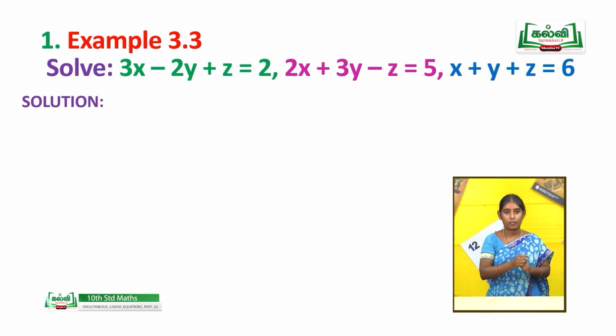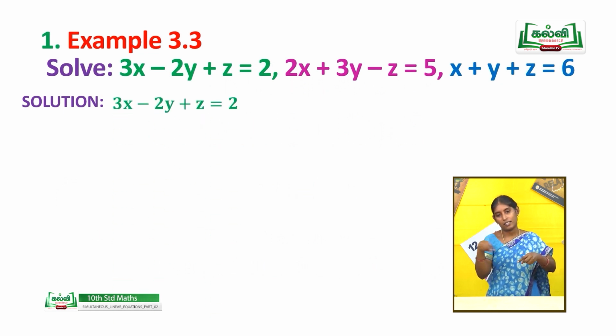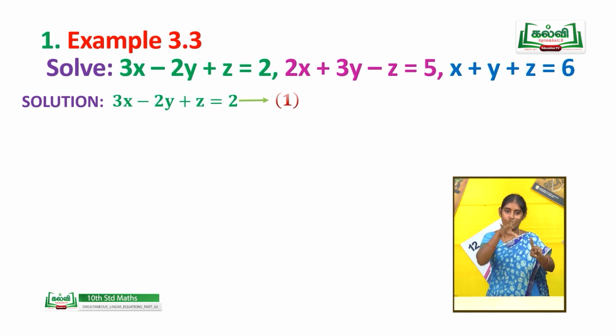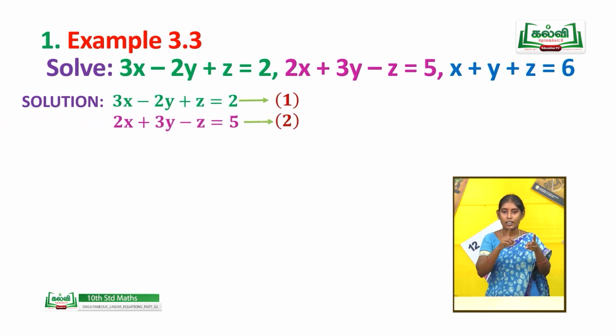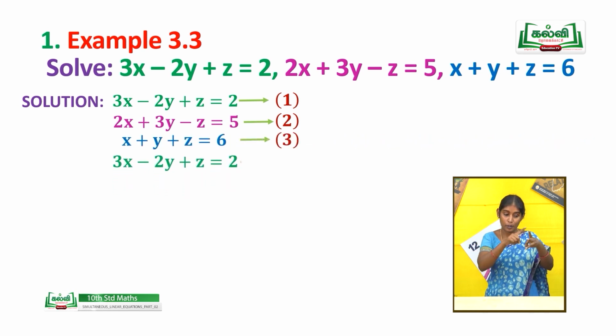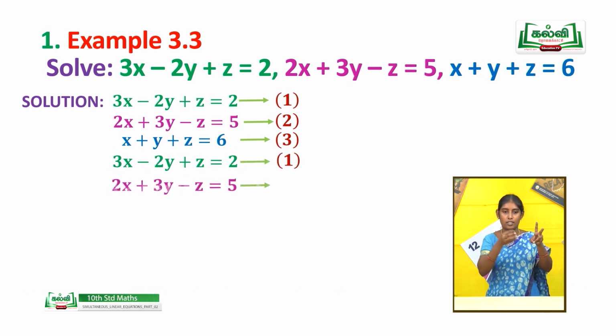Even in the first equation and the second equation, look at that. It contains plus z and minus z. So by adding them, the plus z and minus z can be cancelled. So we should select the first equation and second equation now. Let us write first the first equation and then the second equation. Now what we have to do? You should add equation 1 and equation 2. That you have to write at the side: equation 1 plus equation 2 implies.